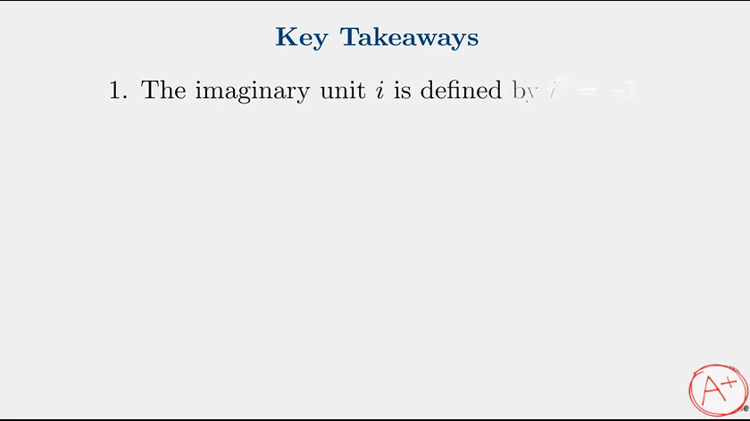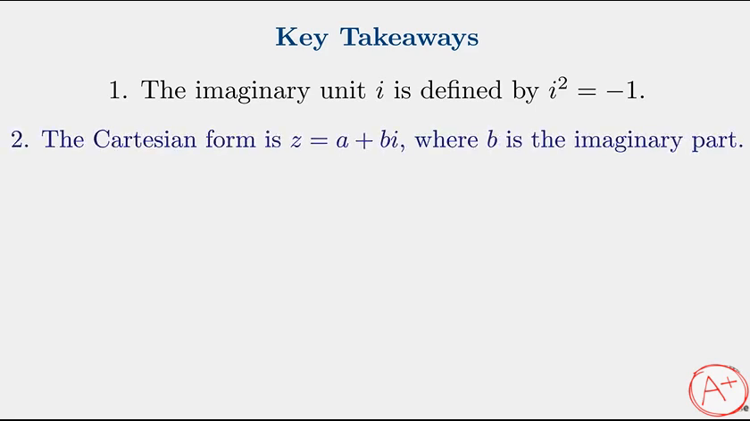To summarize our lesson on the foundations of complex numbers. First, always remember the fundamental definition that i squared equals negative 1. This is the engine that drives all complex number algebra, especially in multiplication and division. Second, the Cartesian form z equals a plus bi consists of a real part a and an imaginary part b. Crucially, the imaginary part is the real coefficient b, not including the i itself.